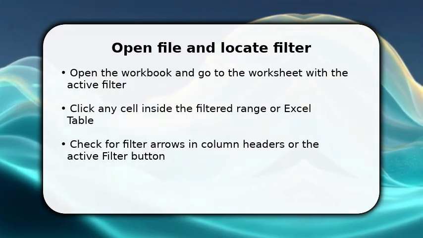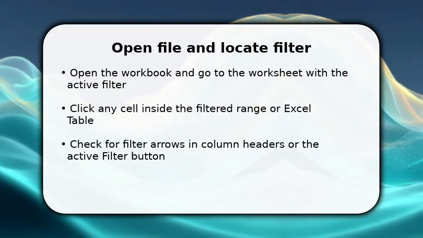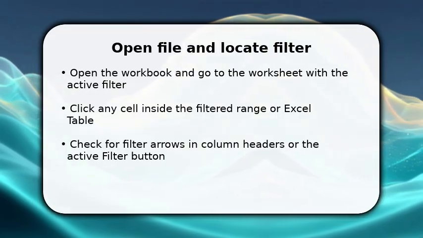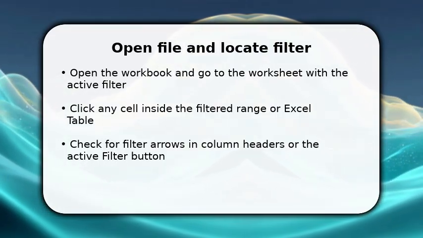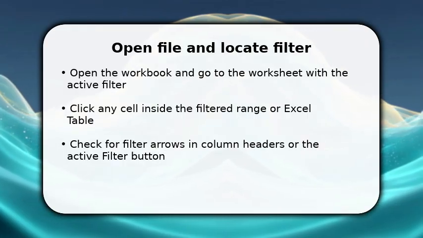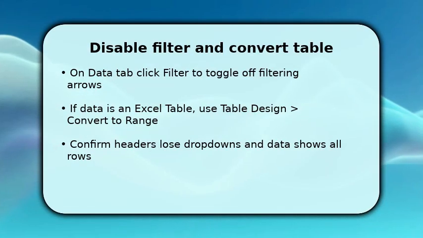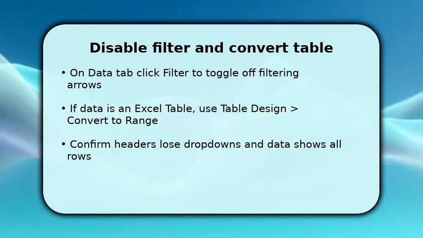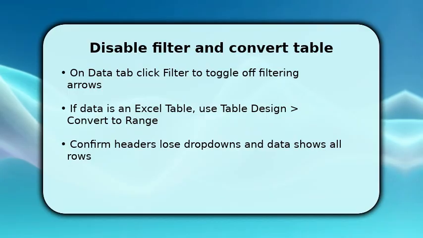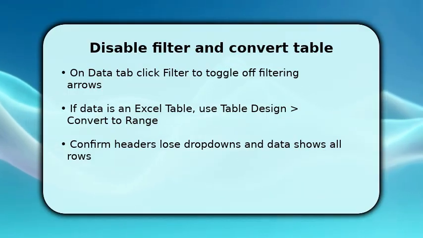the headers. Make sure you're not on a protected sheet. If so, unprotect it first so you can remove filtering controls. You'll remove the filter now by turning off Excel's filtering feature and by converting tables when needed. On the Data tab, click the Filter button to toggle off the drop-down arrows. That clears the filter but keeps data intact.